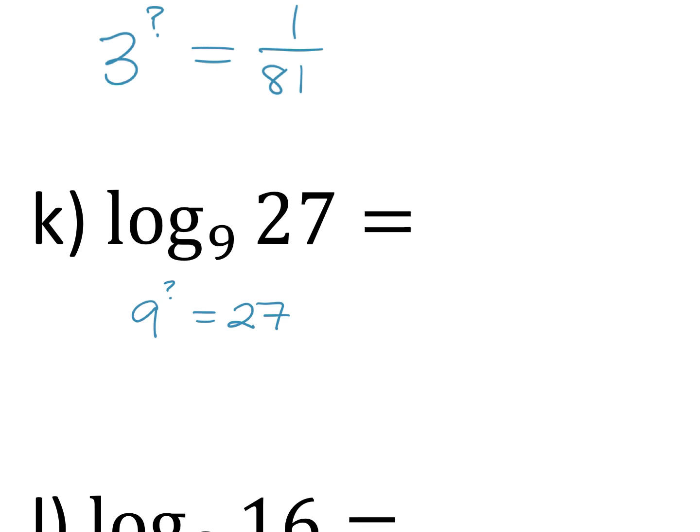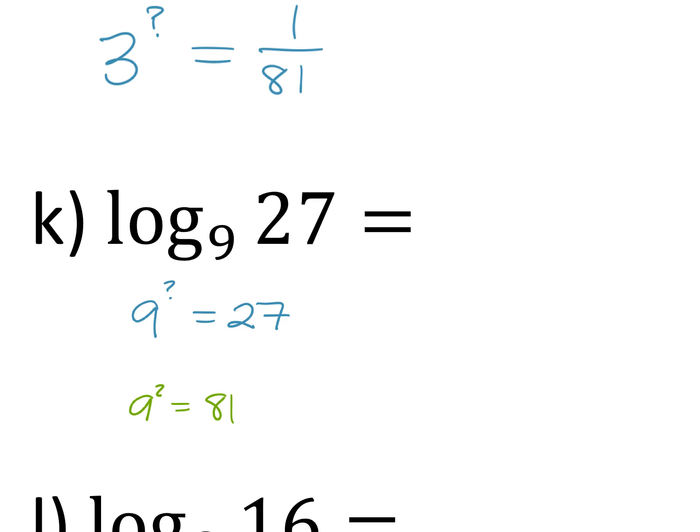Okay, so take a look at this. You're saying 9 to what power equals 27? Well, 9 squared is 81. That is way too big, right? 9 to the first is 9. Not big enough. So it's got to be a number between 1 and 2.